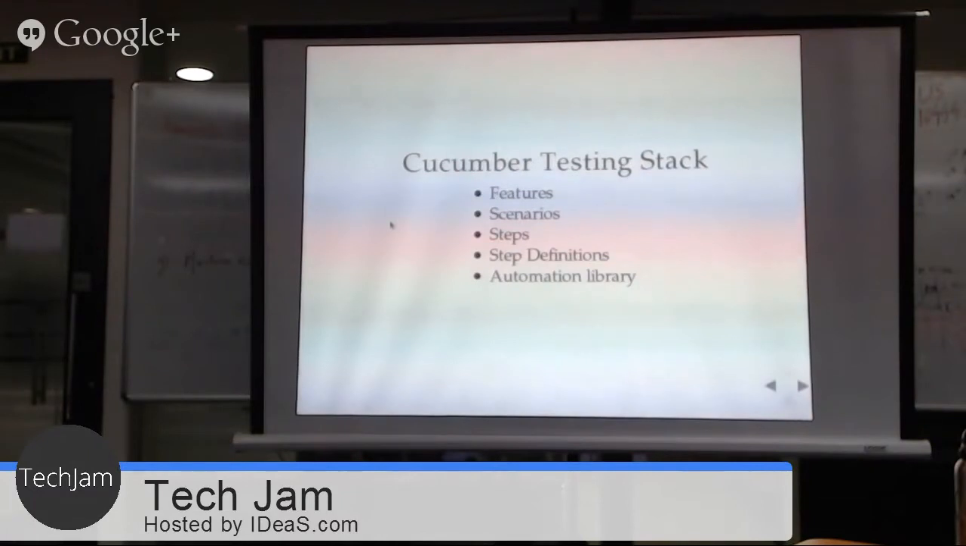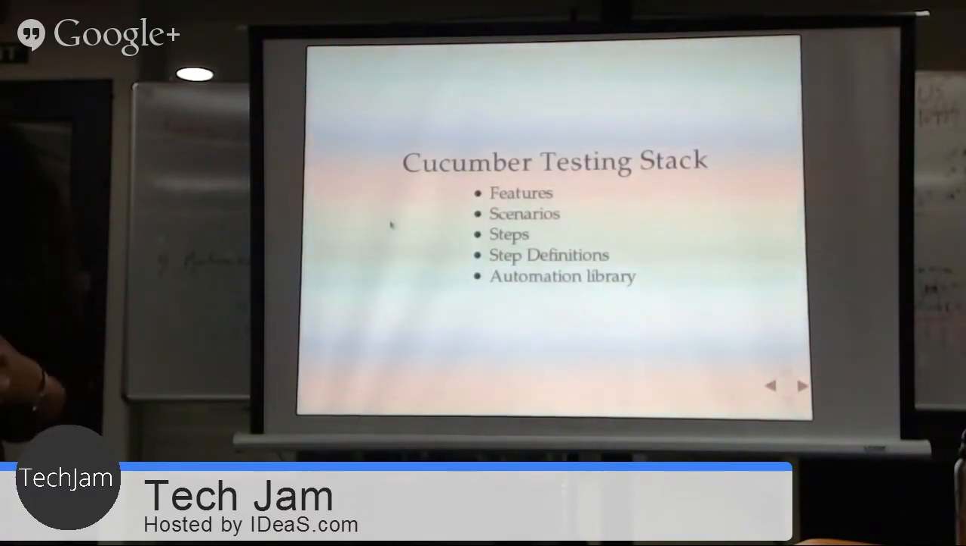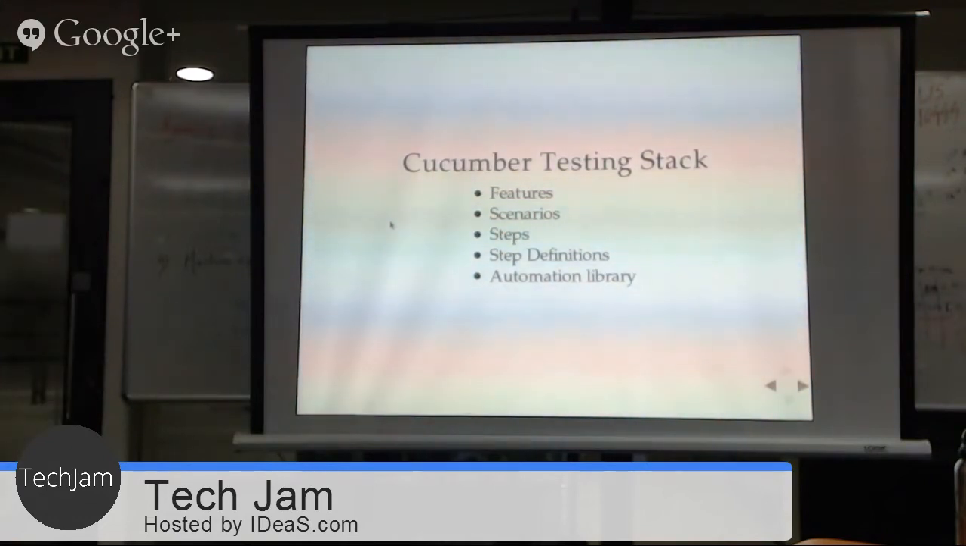Next we'll have a quick look at the Cucumber testing stack. So it has features. What are features? Features describe the behavior of a project. They are basically the functional requirements. A feature is written in plain text in the Gherkin syntax, in a file with the extension .feature. A feature is comprised of scenarios. A scenario is a Cucumber test case, and a scenario is composed of different steps.